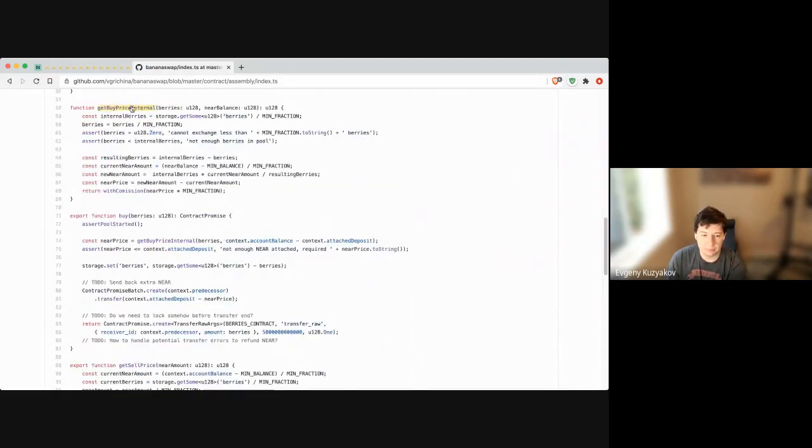So that's how you calculate the price. Then you say, hey, did you attach enough near to cover this price? If not, sorry. Then we just update by decreasing the internal near berries balance, and then we send the remaining deposit back. So there's no overflow because it's checked here.